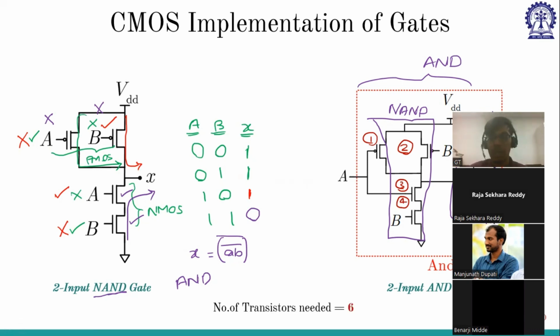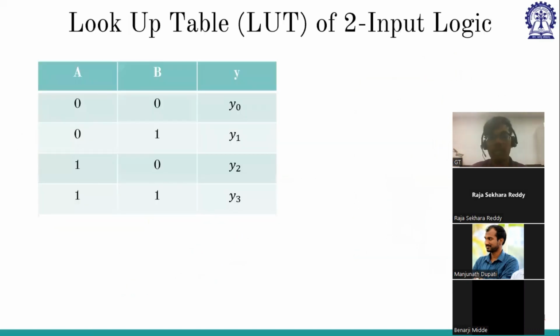So keeping this in mind, let's go to the lookup table based implementation of the same gate. In the lookup table, AB, there are 2 inputs, so there are 4 such possibilities: 0 0, 0 1, 1 0, 1 1. And depending upon the output that we need, they will vary. So if we want an AND gate, this will be 0, this will be 0, this will be 0, this will be 1. So this is the implementation of an AND gate.